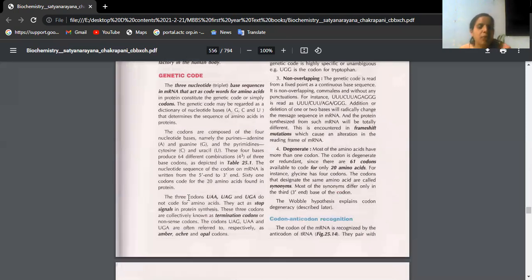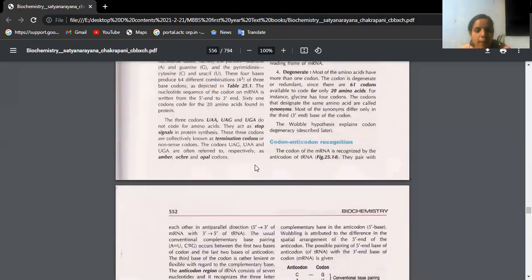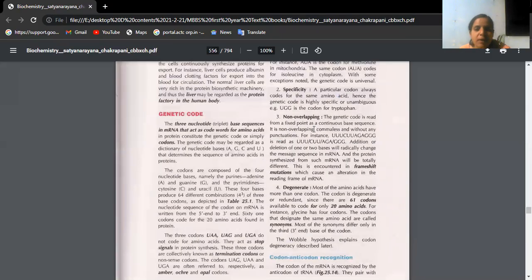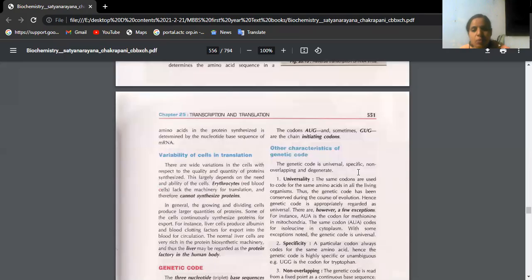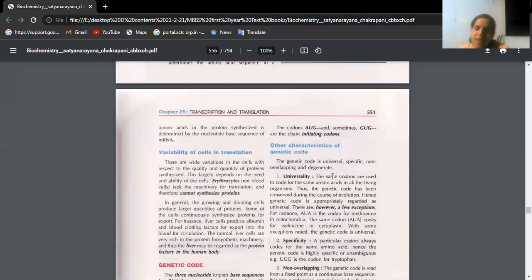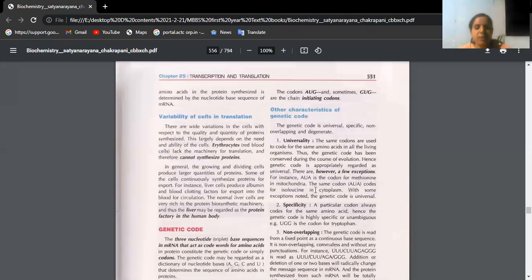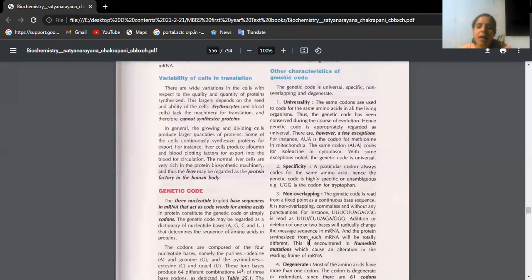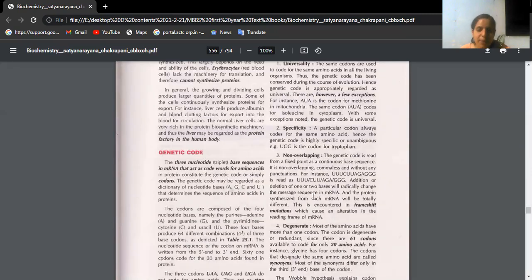Okay, so we know these three codons are not coding for any amino acid, so they are called termination codons. And the characteristic features of this genetic code are universality. As I said, they are always coding for the same amino acid irrespective of any living organism. Specificity: a particular codon always codes for the same amino acid. Hence, genetic code is highly specific. Non-overlapping: see here, they are written continuously. There is no overlapping. U is not lying above or below. They are written in continuous form.